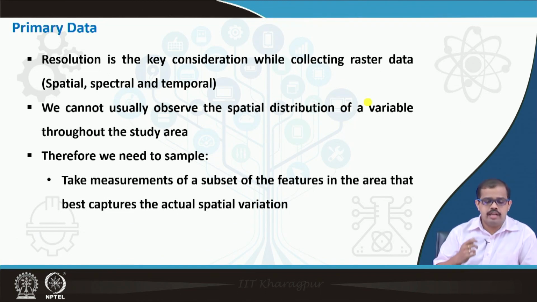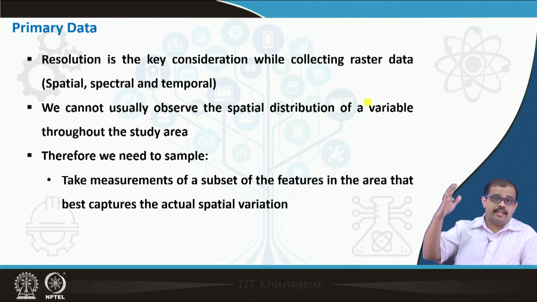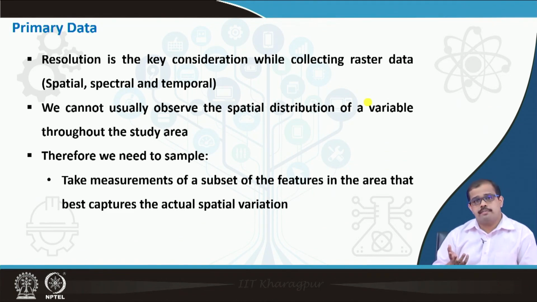So, we cannot usually observe the spatial distribution of a variable throughout the study area. So, you have to collect the sample data. If your study area is entire KMA, you cannot go pixel by pixel. If you are considering a Landsat 30 meter by 30 meter, you cannot run around with the 30 meter pixel, because it is absolutely impossible to collect the entire data set, even with 100, 200 or 300 people around collecting the data set. So, you have to start sampling.